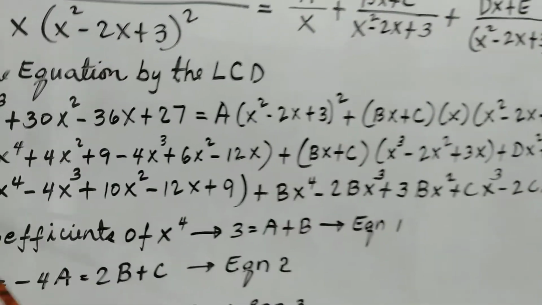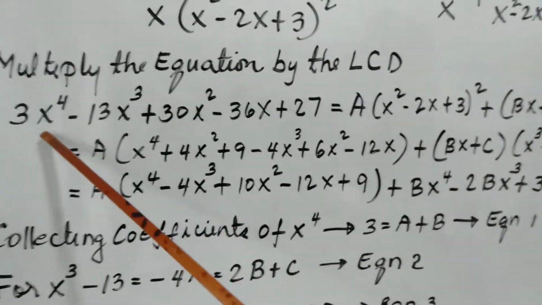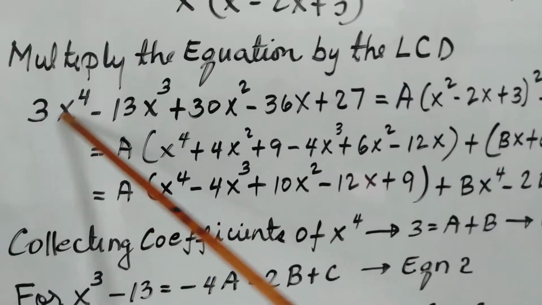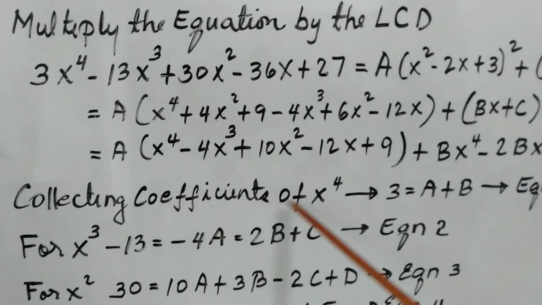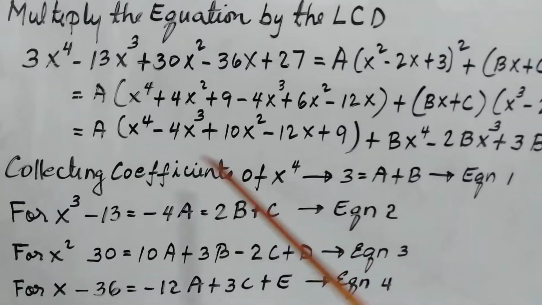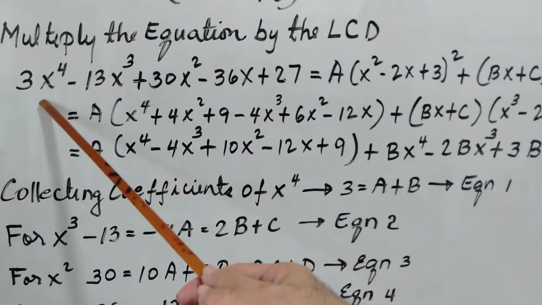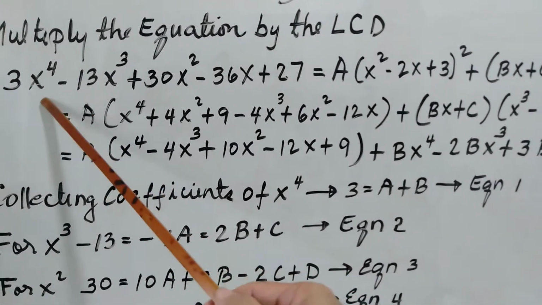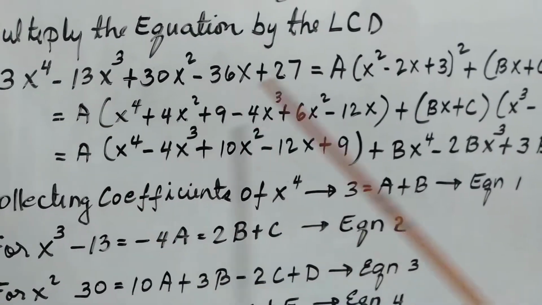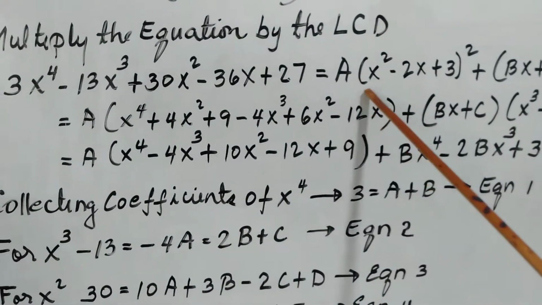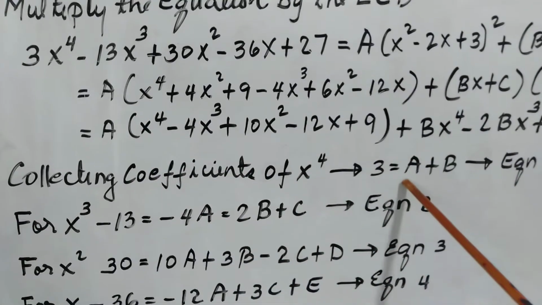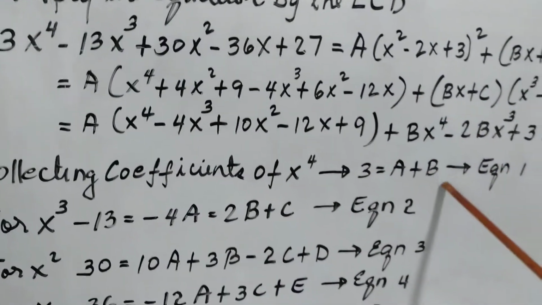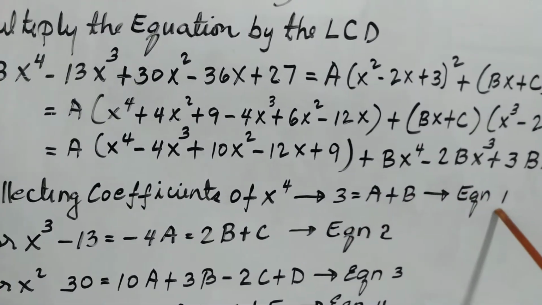So we have these basic equations here, including the left side of the equation. We just collect the coefficients of x to the fourth. The coefficient of x to the fourth on the left side is 3. And the coefficient of x to the fourth here is A, and this one is plus B. So we have here our equation 1.